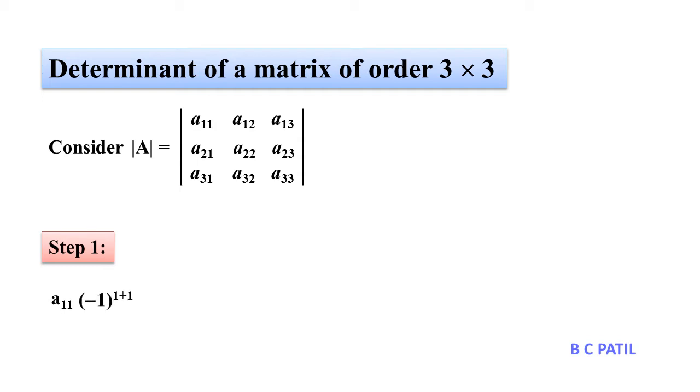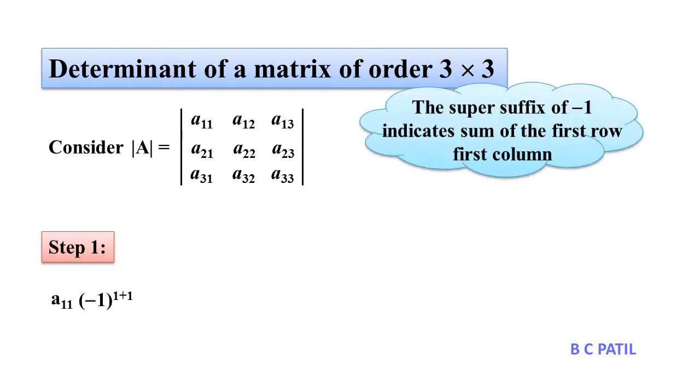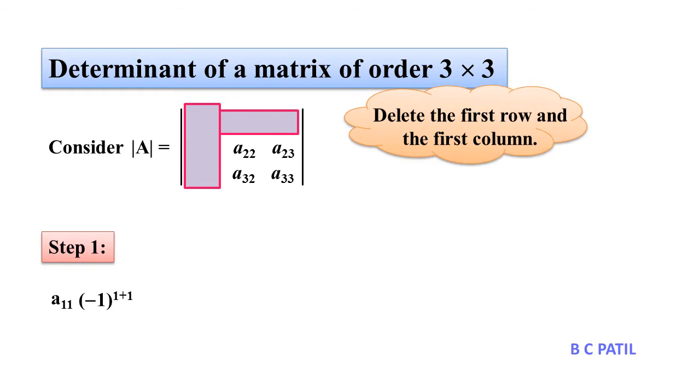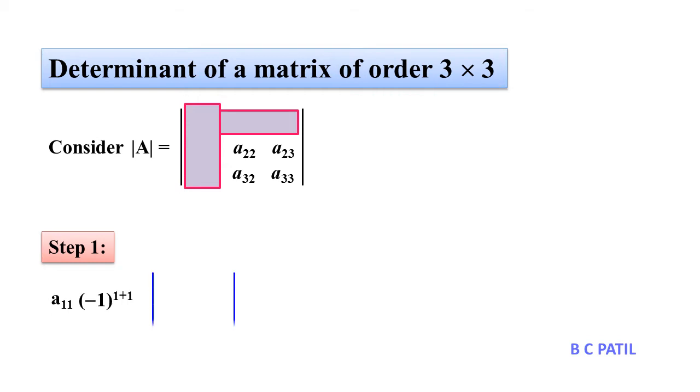Step 1: A11 into minus 1 raised to 1 plus 1. The superscript of minus 1 indicates the sum of the first row, first column. Delete the first row and first column elements. The rest of the elements are A22, A23, A32, A33.